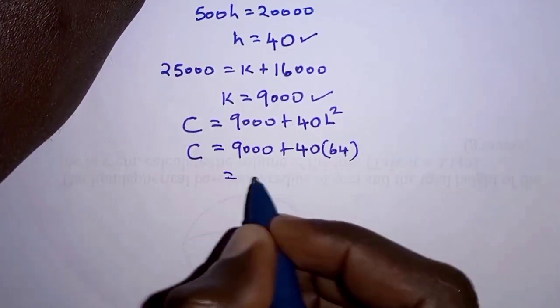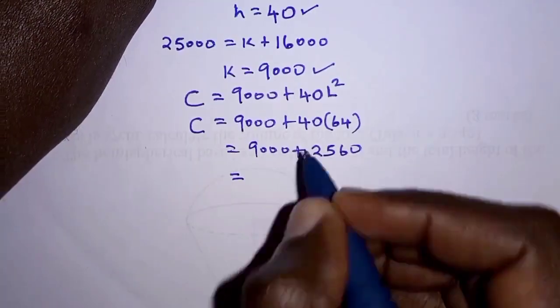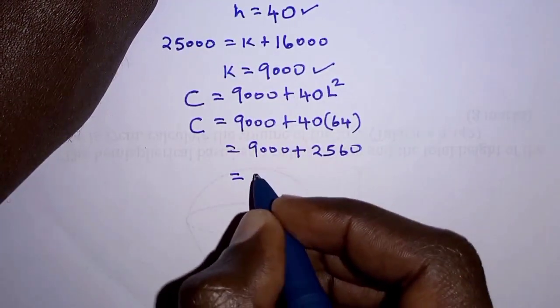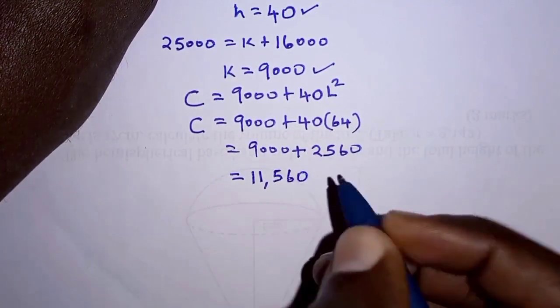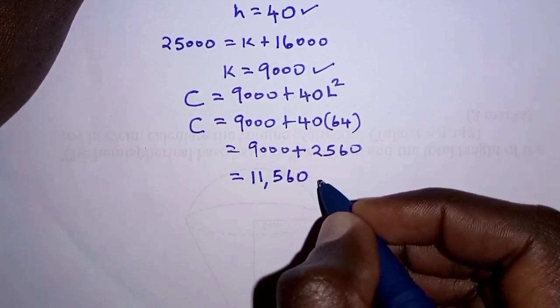Now, the value of C when we add these is 11,560. And that is how we go about this problem.